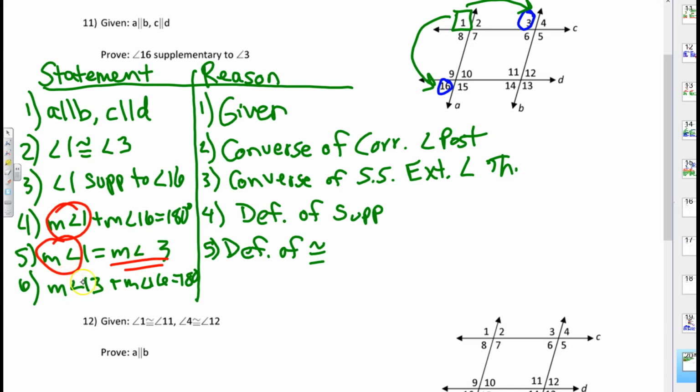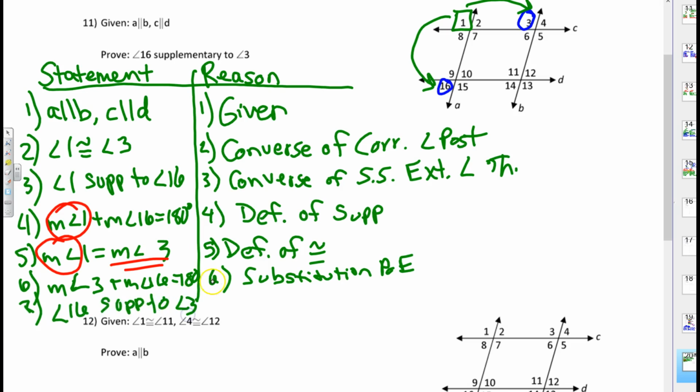Measure of angle 3, plus the measure of angle 16 equals 180 degrees by substitution property of equality. And I'm trying to prove that 16 is supplementary to 3, which means I need to end with this exact statement. Well, what I just wrote here basically is the definition of what it means to be supplementary. So now I can say that angle 16 is supplementary to angle 3 in step 7 by the definition of supplementary. And we're done with our proof.